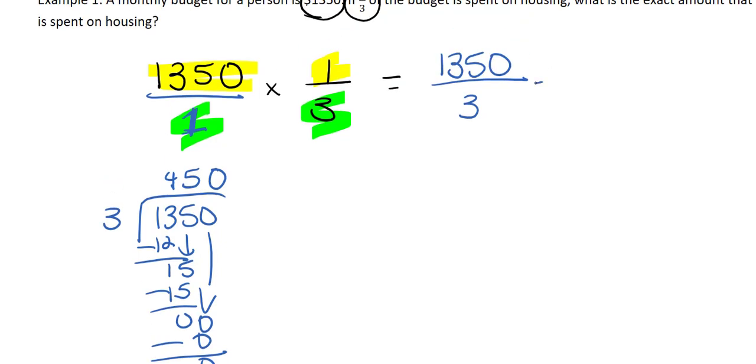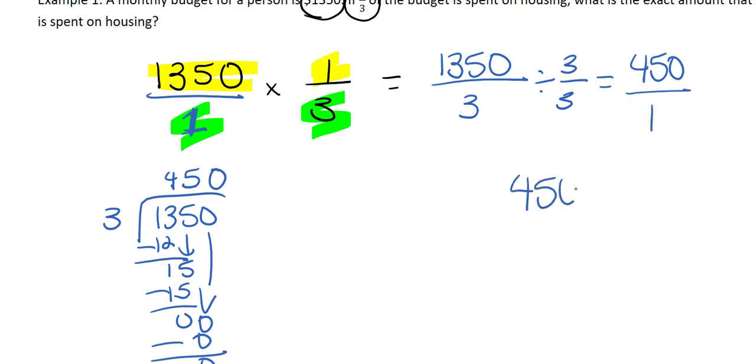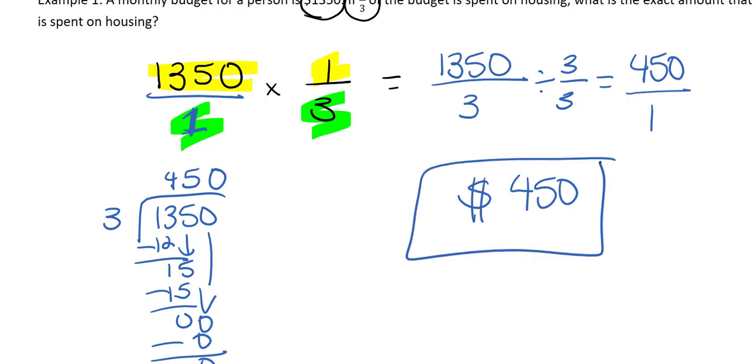So if we divide the top and the bottom by 3, we get 450 on the top over 3 divided by 3, well, that would be 1. So we can just say $450 is spent on housing.